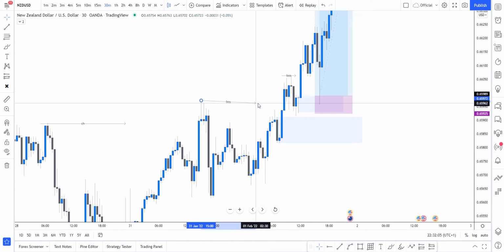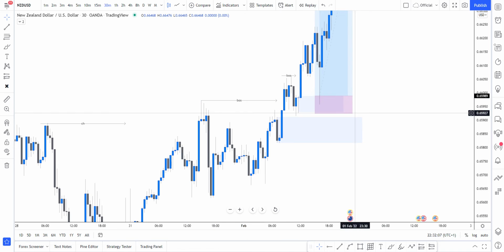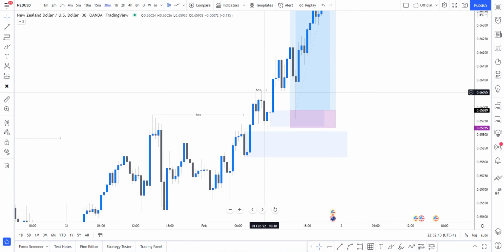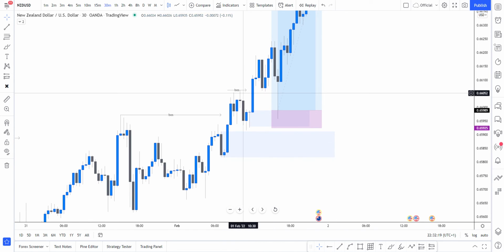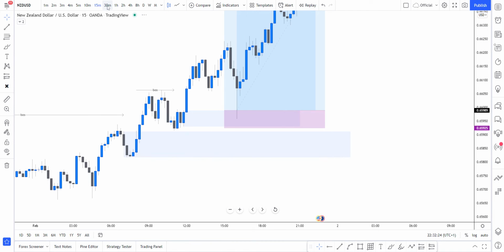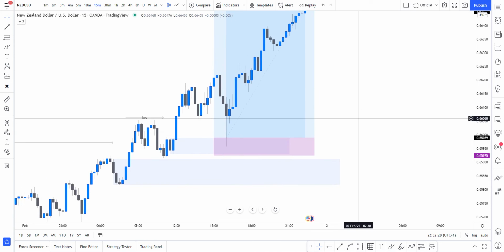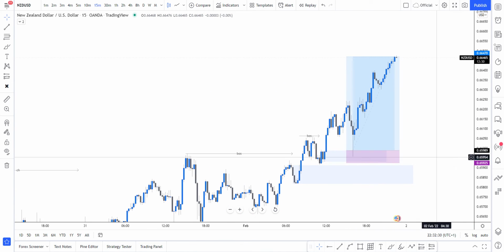As you can see, this is where it all began. What caused this break of structure was this candle on the 30-minute time frame. This structure was caused by this candle right here, and then we had another break of structure right here that was caused by this candle on the 30-minute time frame. I just marked up this 15-minute candle. That's where we got the entry from, and as you can see, we took a great ride.